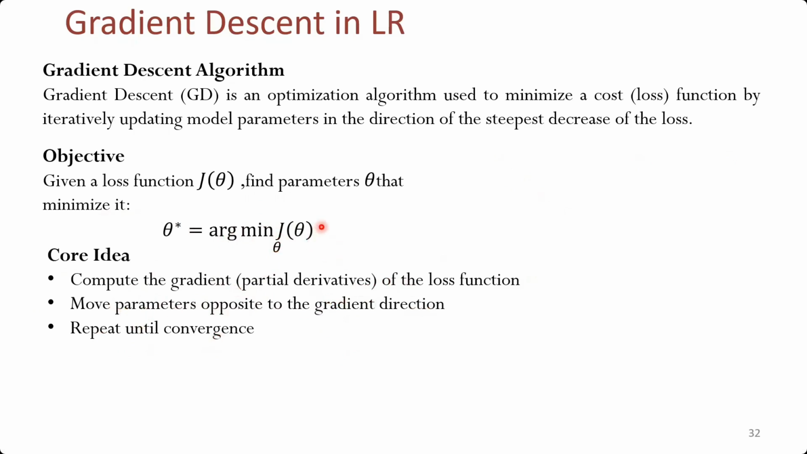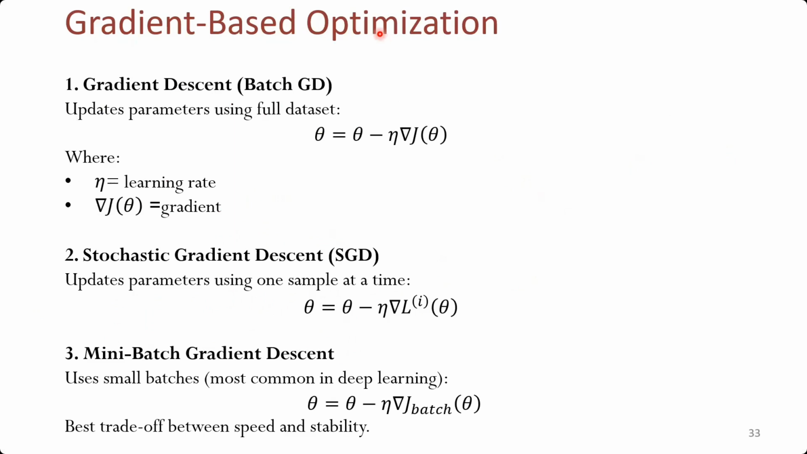There are different optimization algorithms, and one of them is gradient descent. Again, as we have seen with cost and loss nomenclature, in the same way we have gradient descent, stochastic gradient descent, and mini-batch gradient descent, depending on the samples that we use.